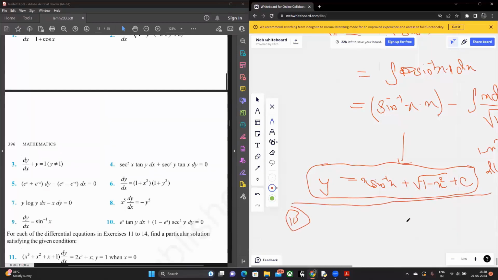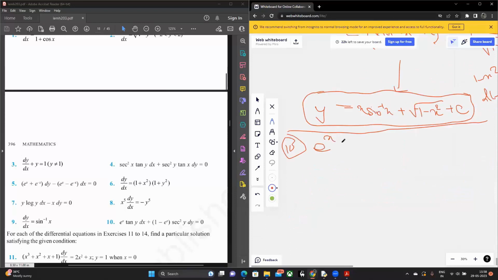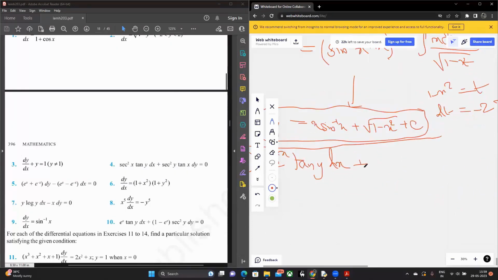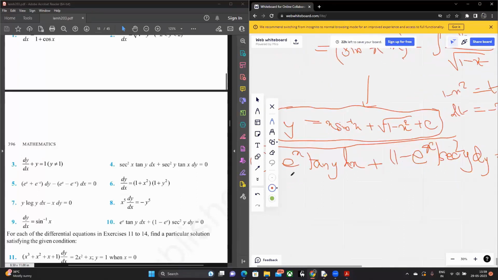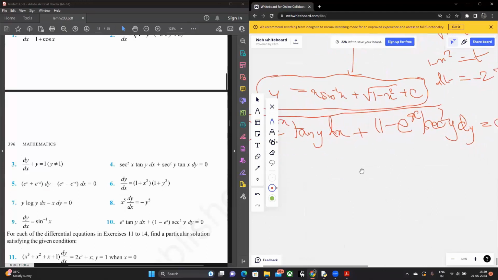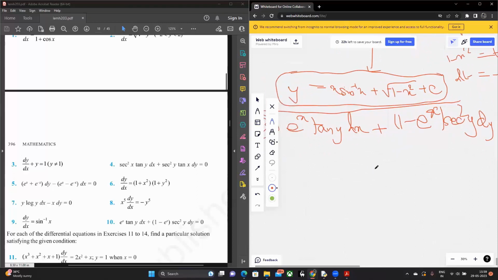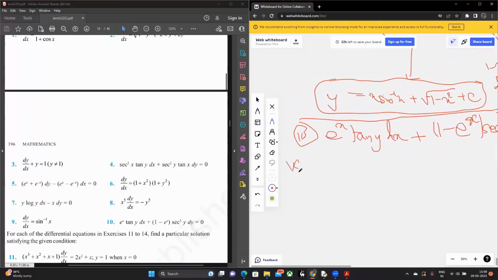Finally, question number 10. e power x tan y dx plus 1 minus e power x secant square y dy equals 0. Again, you have to use the variable separable method, right? Or you have to be a little clever. I can actually do this question in 2 ways, right? I'll first show you the variable separable method.